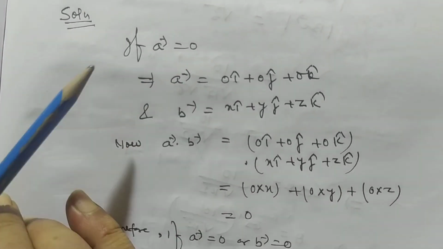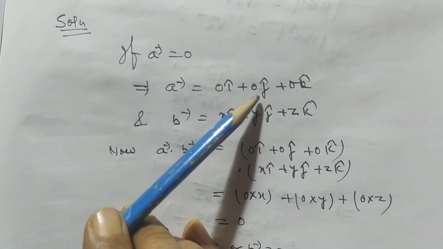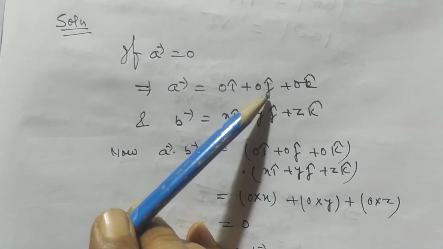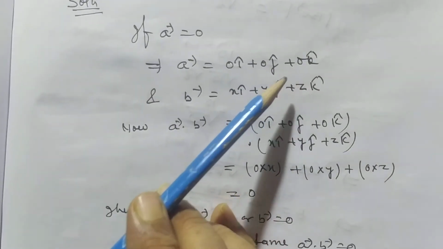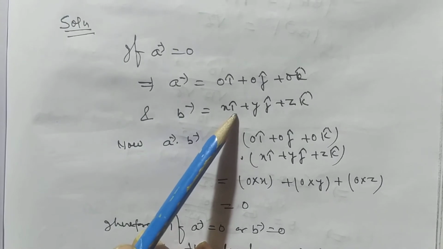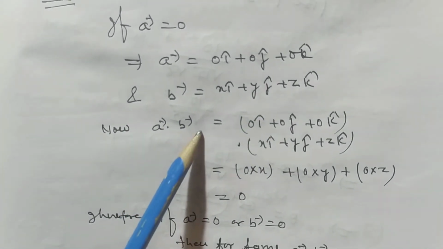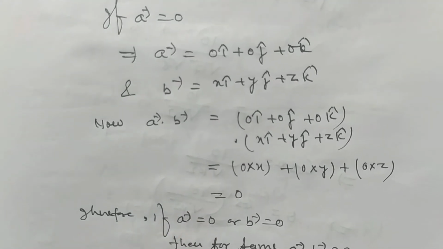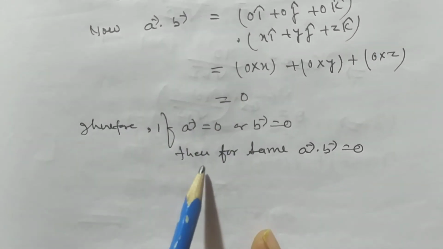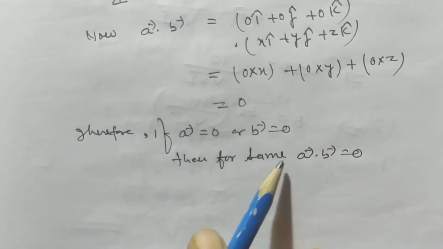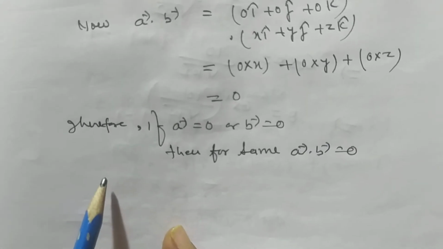If vector A is equal to 0, vector A can be written as 0 i cap plus 0 j cap plus 0 k cap. Vector B is equal to x i cap plus y j cap plus z k cap. Now vector A dot product with vector B is equal to 0. Therefore, if A is equal to 0 or B is equal to 0, then vector A dot vector B is equal to 0.